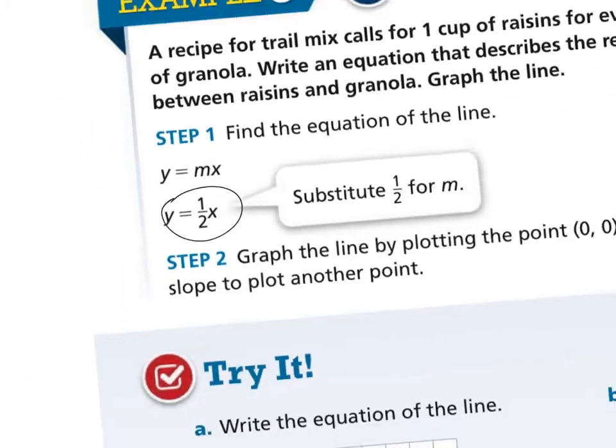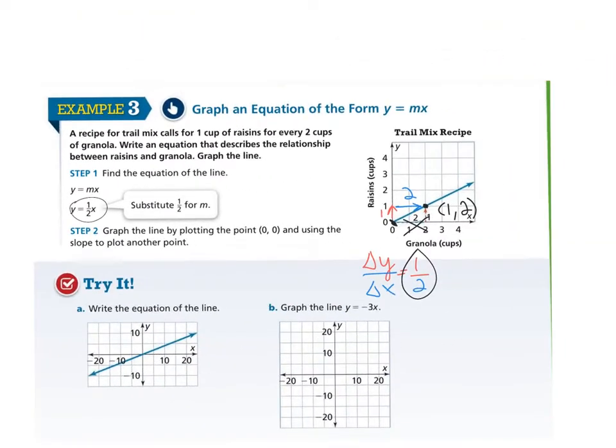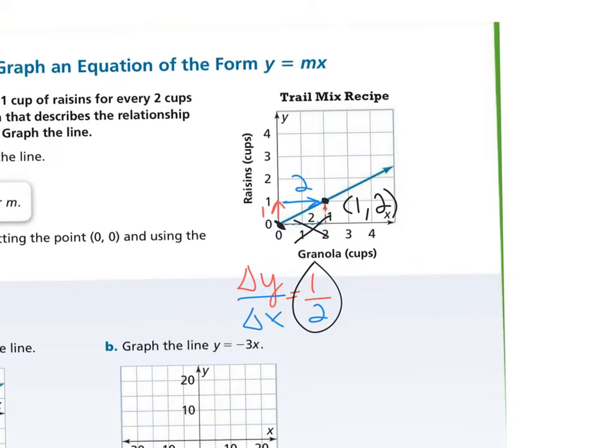If you had it switched around with the raisins and granola, then you'd be going up 2 and over 1, and your slope would be 2. Then your equation would be y equals 2x. So different equation just because it's a different order of the granola and raisins if you do it that way.